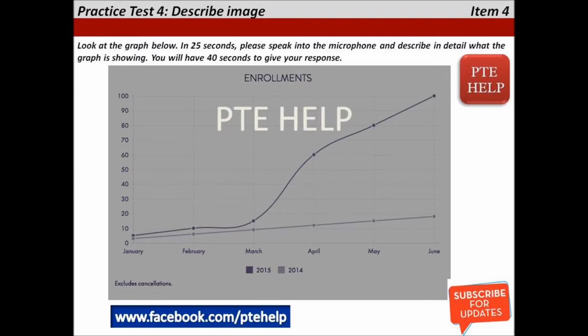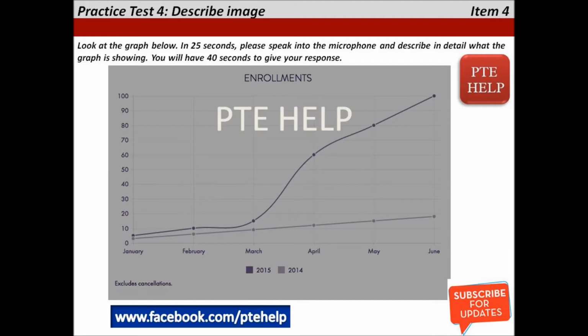Item 4, sample response. This bilinear chart shows the figures of the enrollments in an educational institution in the first 6 months of the year 2015 and 2014. The most salient feature of the chart is that 2015 proved more favorable for the enrollments in all the months than 2014. In January 2015, the admissions were nearly 5 and doubled in February.